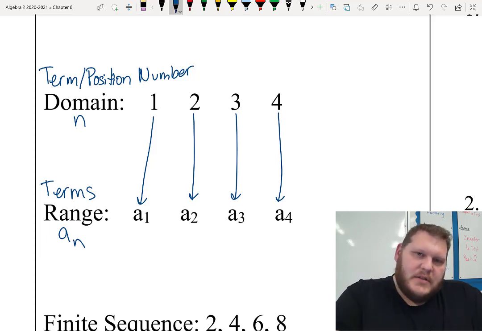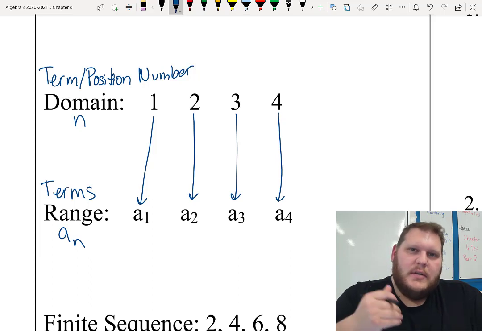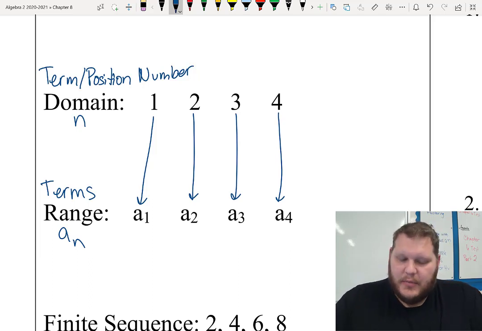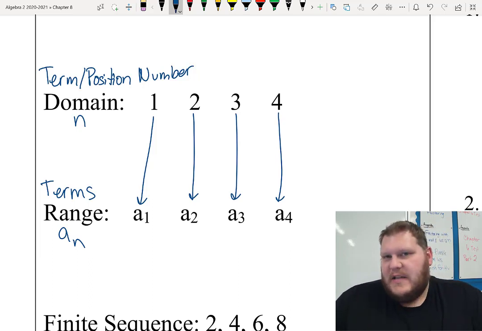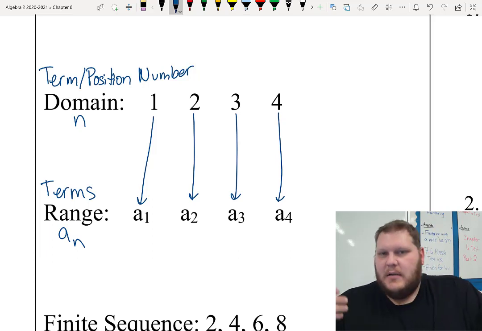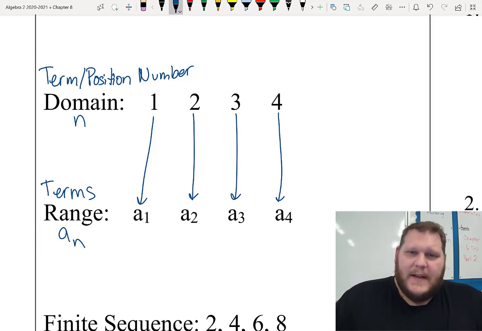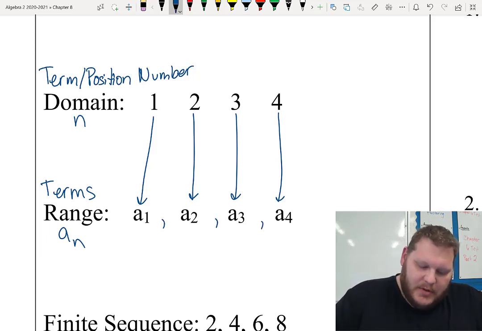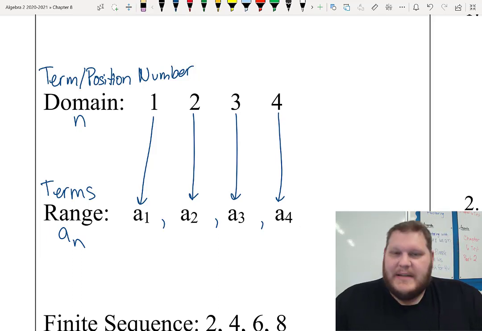Our first term in the list, a sub 1, has an n value of 1. It's in position number 1. Our 15th term in the list would be a sub 15. Its domain is n, its n value is 15, and its output is a sub 15. That's how we'll use those. Obviously we have commas in between separating out my list, whether we have those dots there or not.